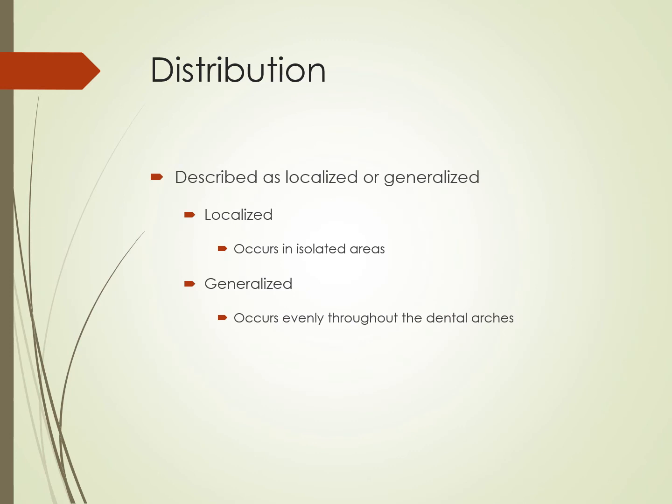So the distribution can be referred to as localized or generalized. Localized occurs in isolated areas, and generalized occurs evenly throughout the dental arches. Localized is 30% or less, okay? 30% of anything or less. It's one area, by the way, okay?